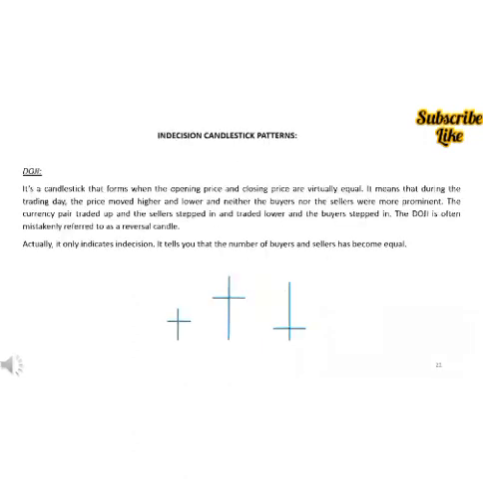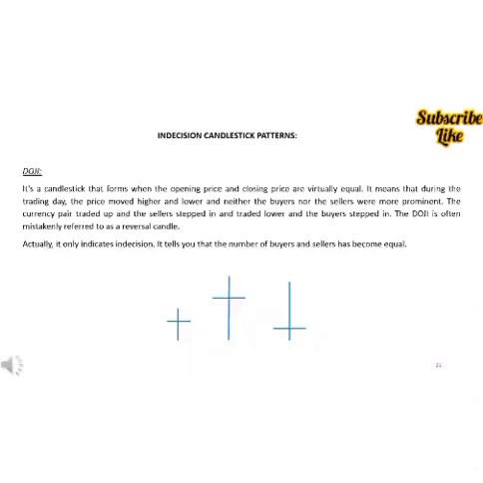Doji. It's a candlestick that forms when the opening price and closing price are virtually equal. It means that during the trading day, the price moved higher and lower, and neither the buyers nor the sellers were more prominent. The currency pair traded up, and the sellers stepped in and traded low, and the buyers stepped in. The doji is often mistakenly referred to as a reversal candle.